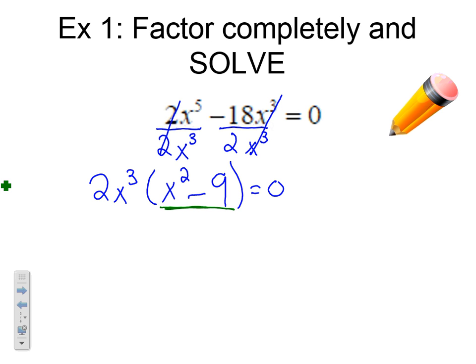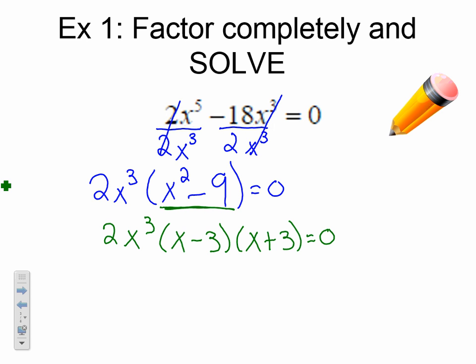Now here, this is difference of squares. 9 is a perfect square. So this is going to be 2x cubed, x minus 3, and x plus 3 equals 0. Now that this is all factored out, we're going to set each one of these equal to 0 and solve. So we have 2x cubed equals 0, x minus 3 equals 0, and x plus 3 equals 0.